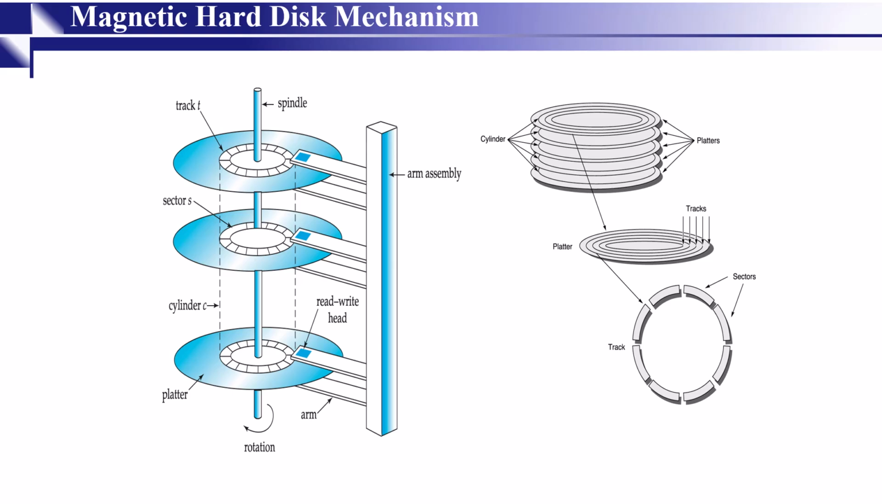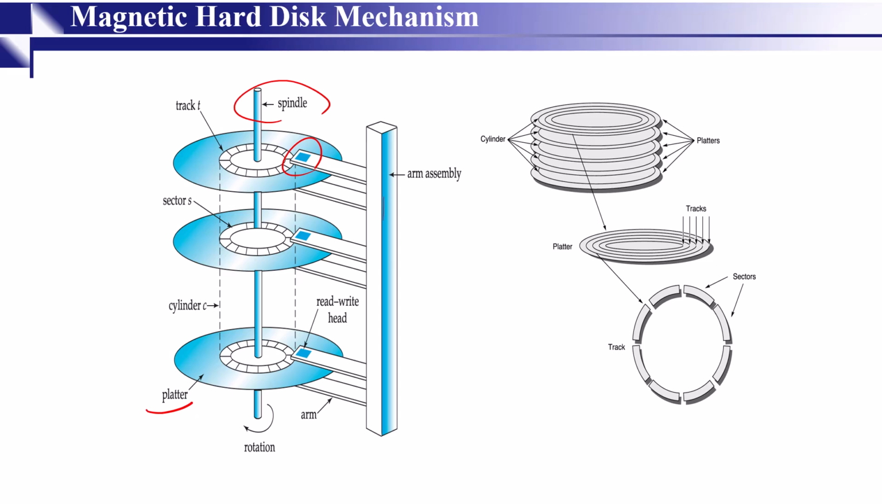We call them HDD or magnetic disk. It's a type of storage device, and they use magnetic fields to store and retrieve data. A hard disk drive consists of several key components, including platters, read and write heads that you can see here, and also the spindle, actuator arms, and controllers.